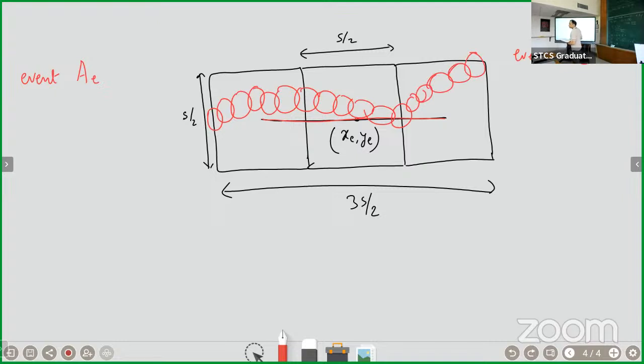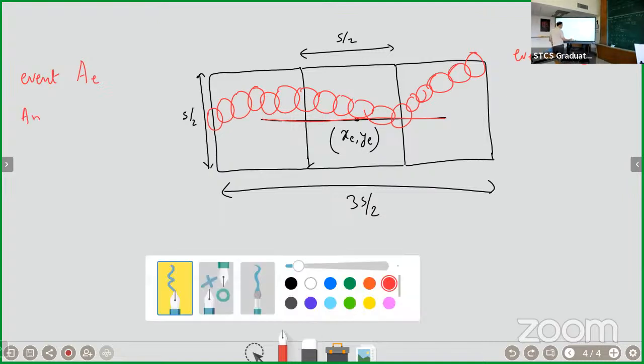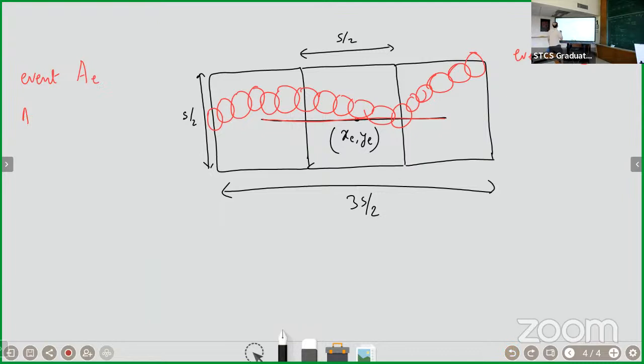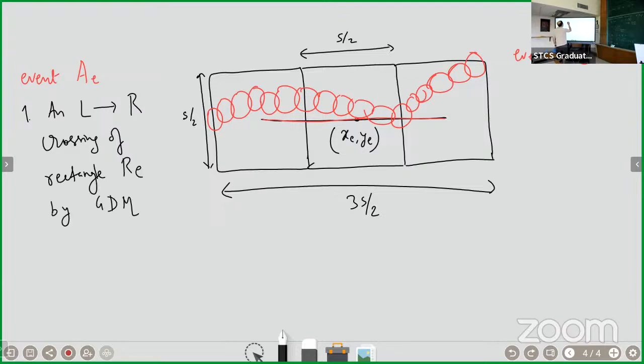The left to right crossing of the Gilbert disk model. A connected left to right cross. But this whole thing should be crossed by something like this, not connected. We'll call it one: a left to right crossing of rectangle R by inverse. So this rectangle is called R.